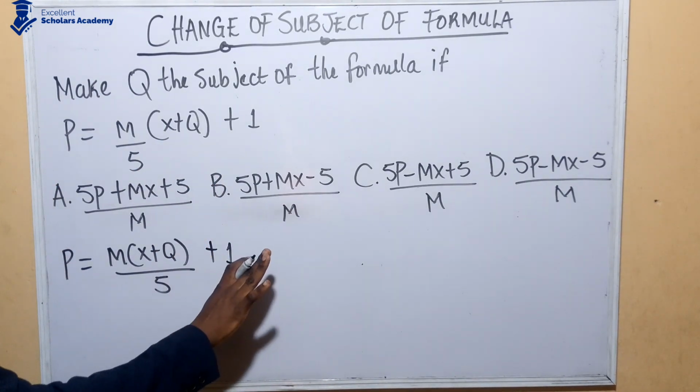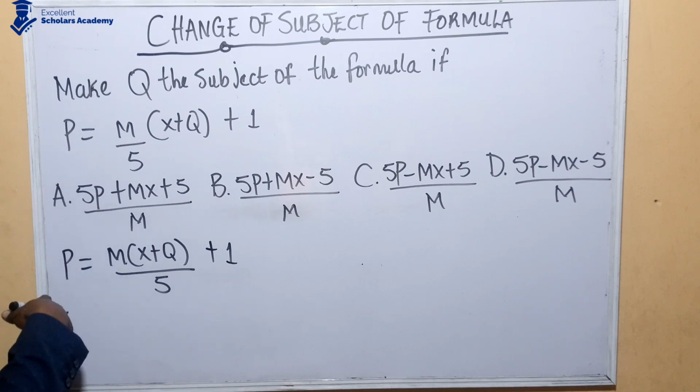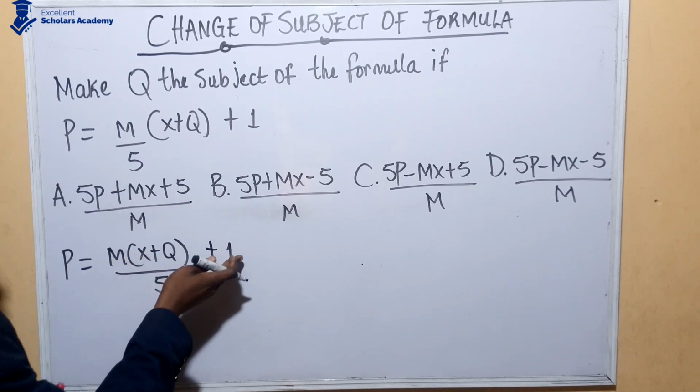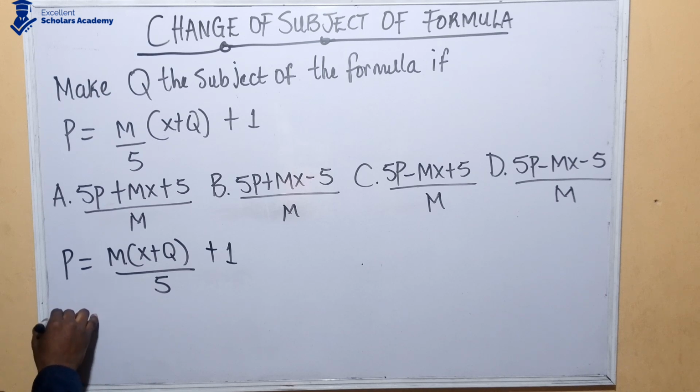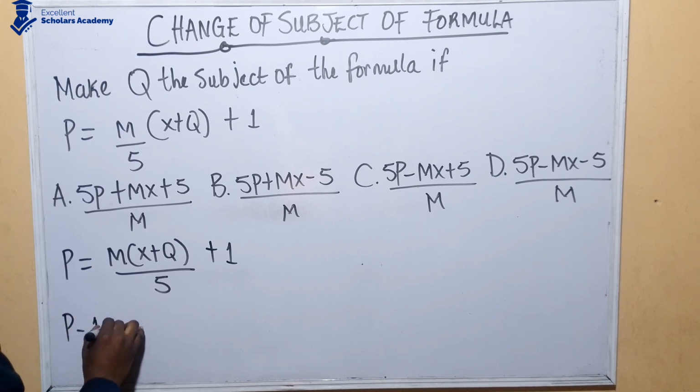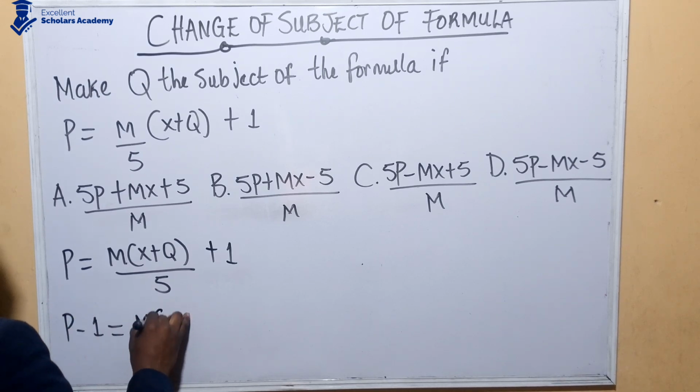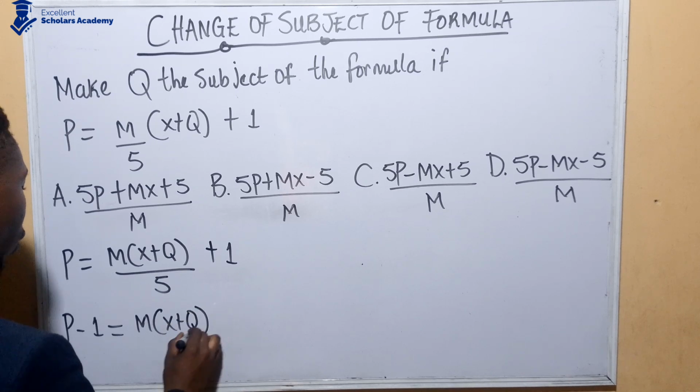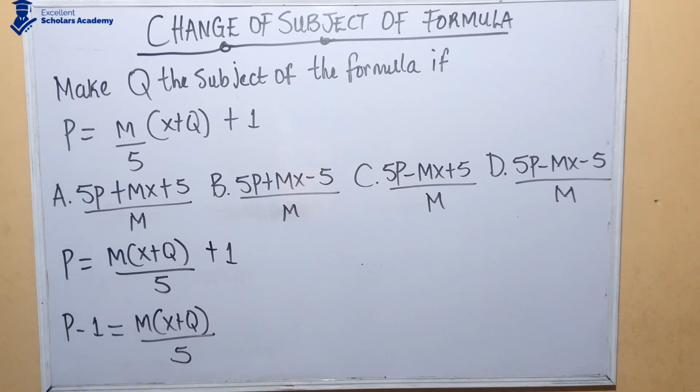Now, this plus 1 is separate, right? Just take it to this side. Don't forget, I want to make q the subject of formula. Take your plus 1 to this side. It becomes what? That you have p minus 1 is equal to m into bracket x plus q over 5. Can you see it now? So what we're going to do next is that we're going to cross multiply. So this is over 1. So we're going to cross multiply.